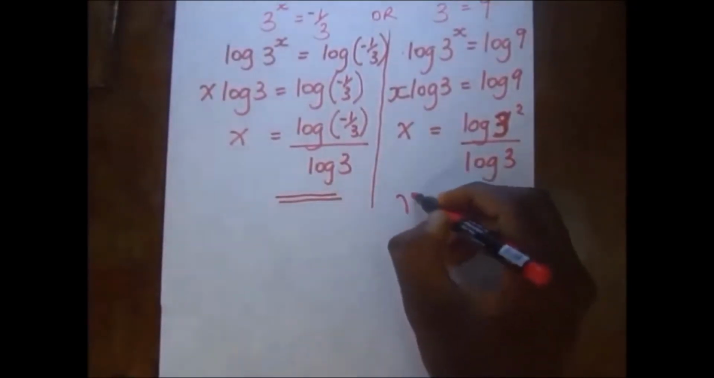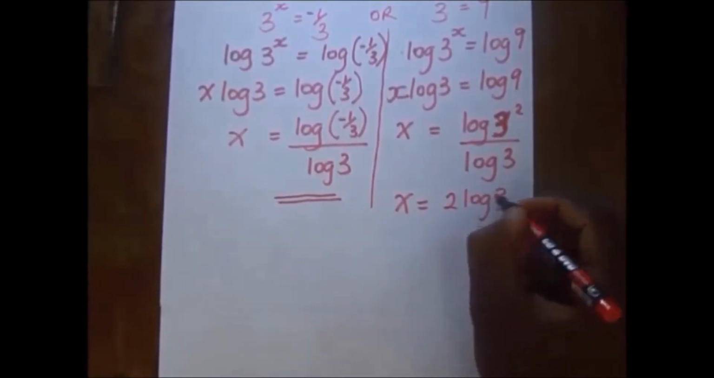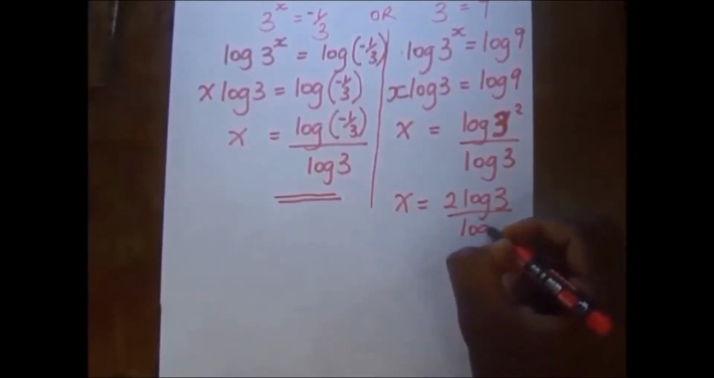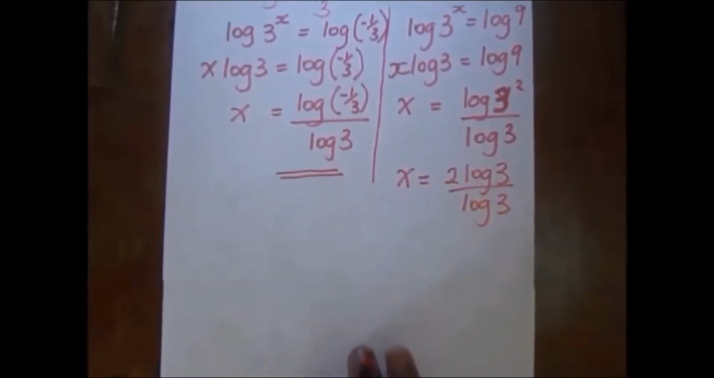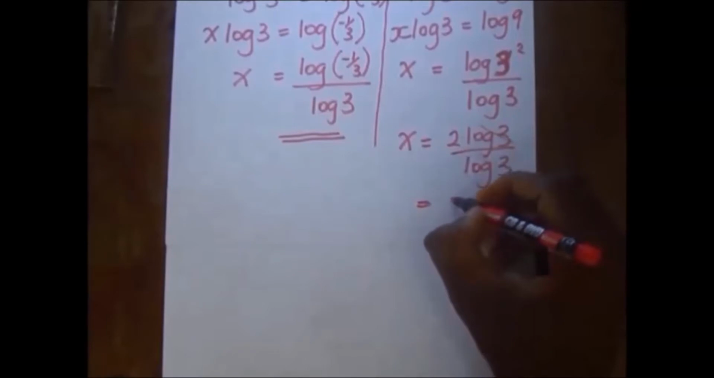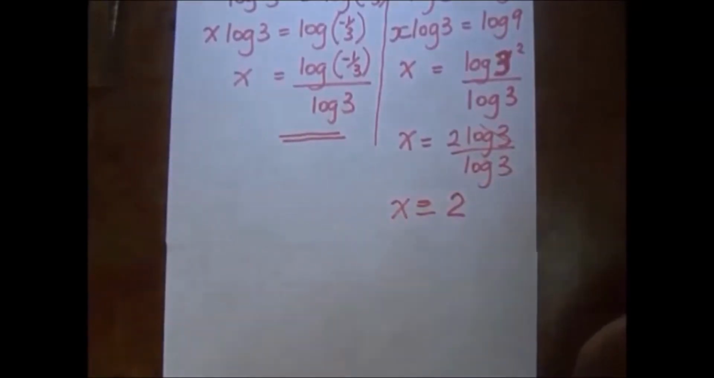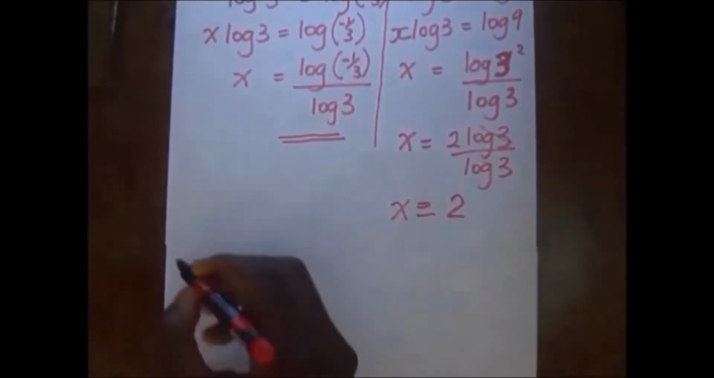So our value of x here is going to become 2 log 3, divide that by the log of 3. So we shall end up with that log of 3 cancels out with that one. We end up with our value of x as 2. That is part B of that question. So let us answer the final question, part C of the question.